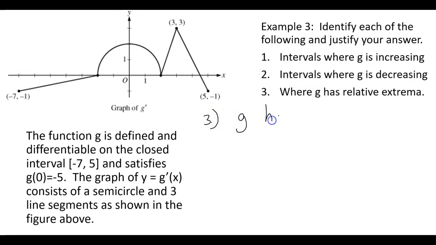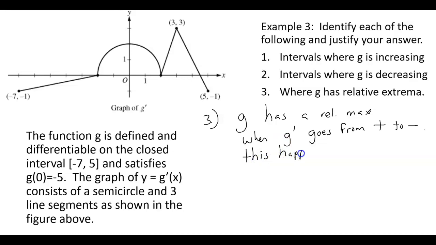So we would say G has a relative max when G prime goes from positive to negative. This happens at what places? Well, if G prime is going from positive to negative, that's going to happen anywhere where the graph goes from being above the x-axis to below, and there's only one place where that happens, and it's right there. To the left, it was above, and then after that, it was below. And so, once again, I would have to star that if I wasn't sure of my answer being 4.5, but it is 4.5. But there you go. That's where it changes from positive to negative.